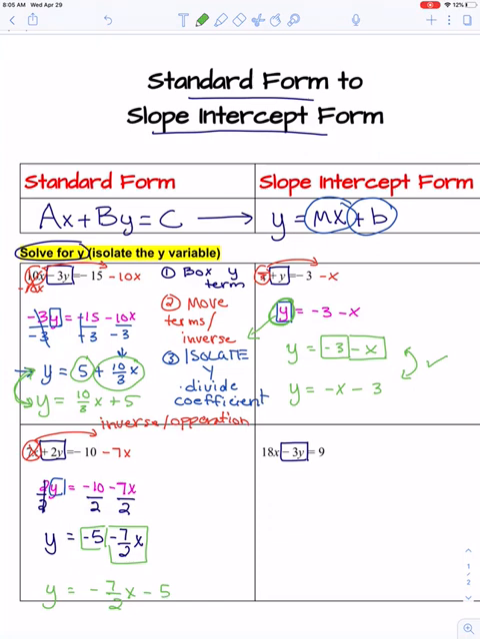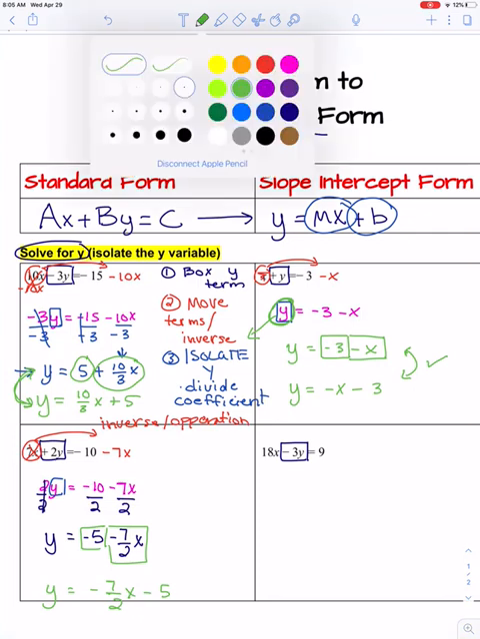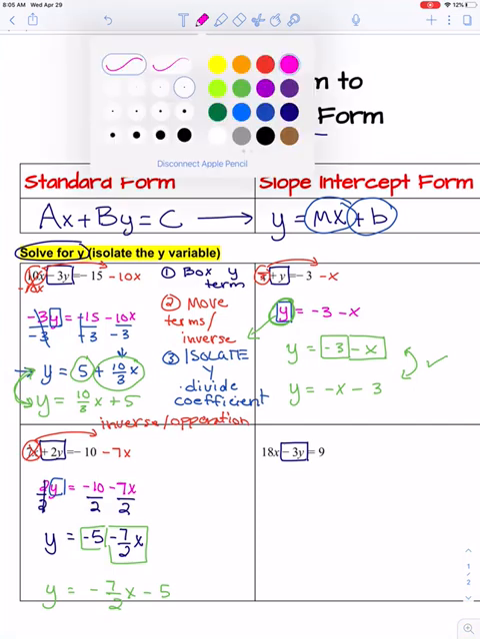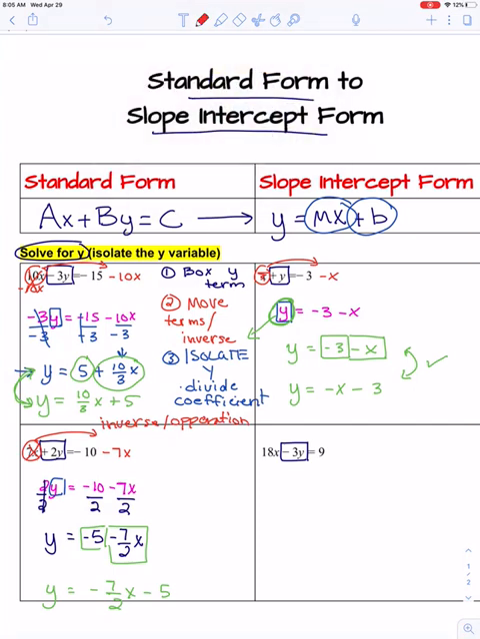All right, and I saved just one to do all at once, so you see all the steps going at once. So I've already boxed my term. Oops, I need red. So now what I'm going to do is inverse operation. Inverse by moving this term. So this is a positive 18x. And again, some people like to write just a negative 18x here.